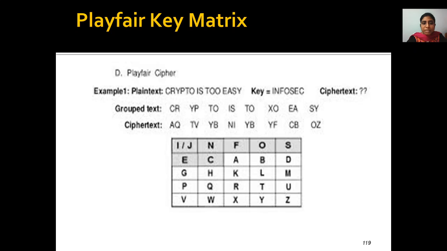Similarly, you can take an example here. For the Playfair cipher, we have taken the plain text as CRYPTO IS TOO EASY. Then the key is INFOSEC. So find out the ciphertext.